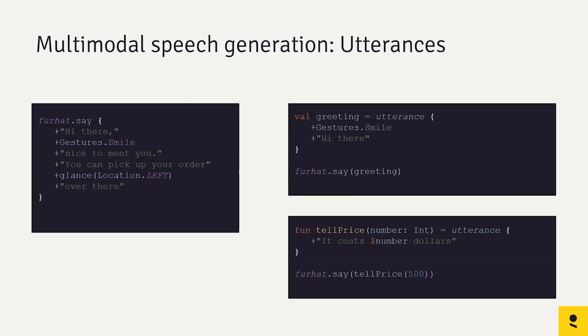Utterances is a very nice feature which allows you to mix text and gestures or other nonverbal behavior. Like to the left here, we have hi there, and then there is a gesture smile. Nice to meet you. You can pick up your order over there, and the robot does a glance to the left. And the nice thing with this is that these behaviors will be placed at the right point in time when the robot is actually at that word while speaking, regardless of, for example, the rate of the voice and so on. So it's very nice for creating these kinds of synchronized behaviors.